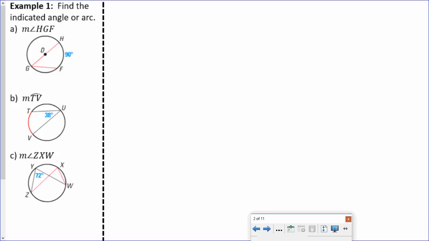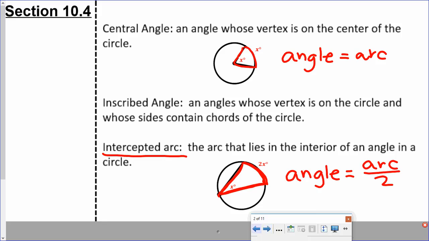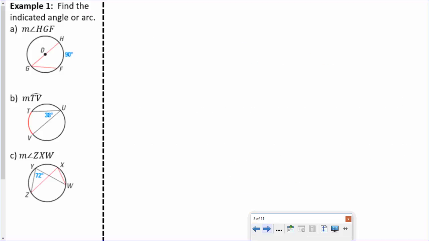All right, so then once you copy that down, then go ahead and glue in example 1. So only glue in example 1, so go ahead and pause while you do that. All right, so then now we're going to use some information that we know here and try and find the indicated angle or arc.